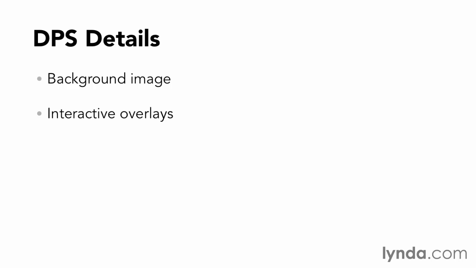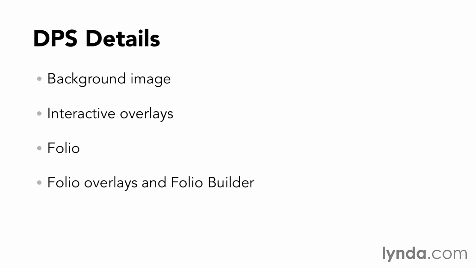In the DPS workflow, the basic unit of publication is called a folio. A folio is often an issue of a magazine, although it can also be a separate one-off publication. There are two DPS panels inside InDesign: the Folio Overlays panel for adding interactive overlays, and the Folio Builder for creating folios, adding InDesign layouts to folios, and uploading them to Adobe's Acrobat.com servers, where you can complete the steps for sharing your app or publishing it to the App Store.